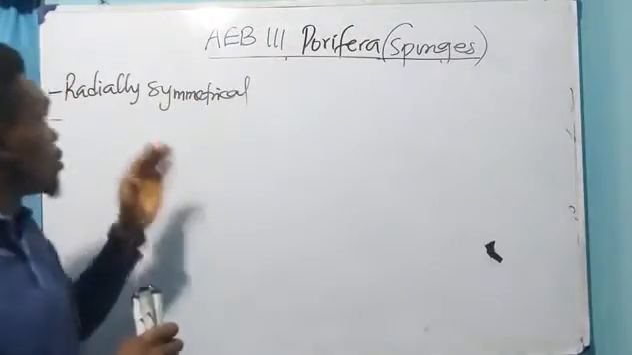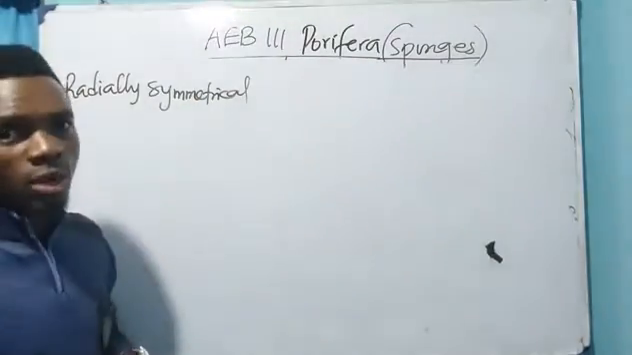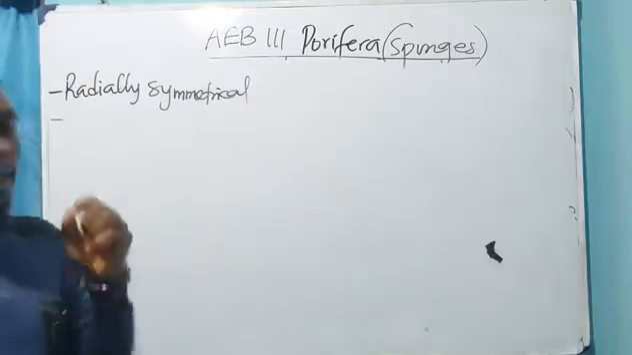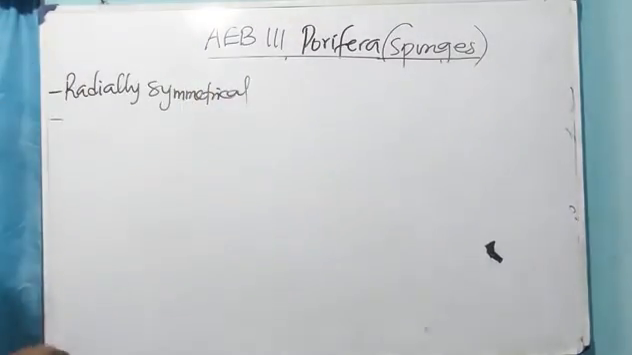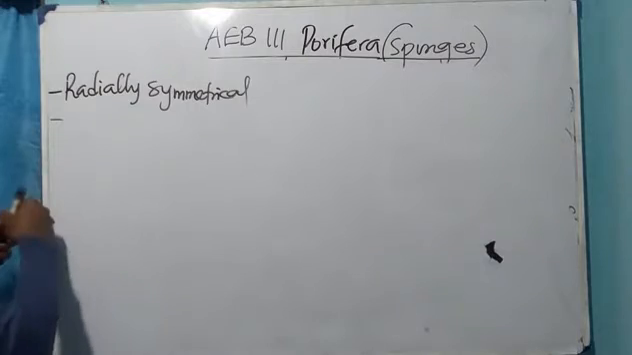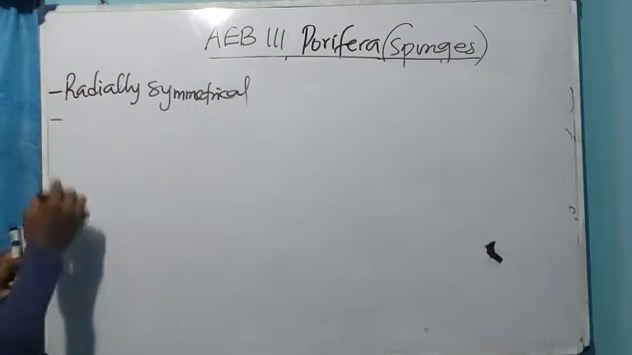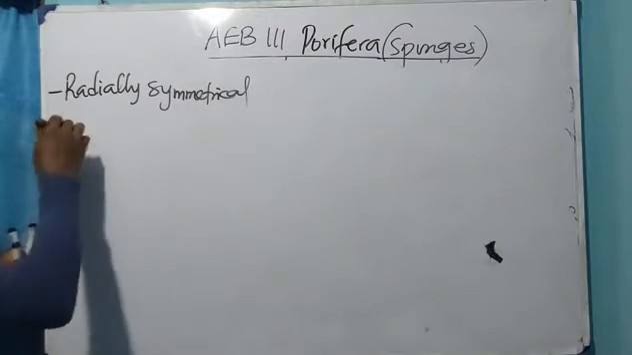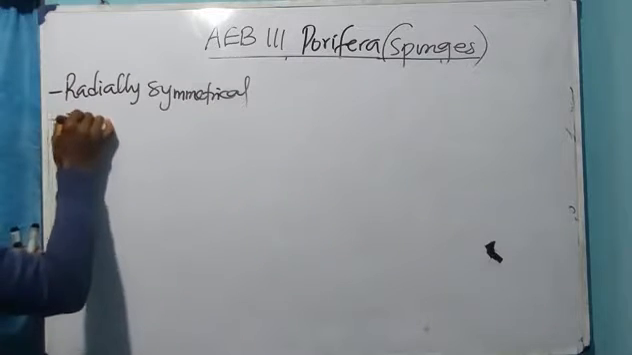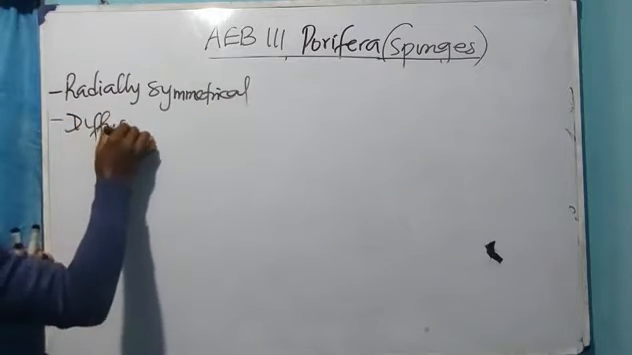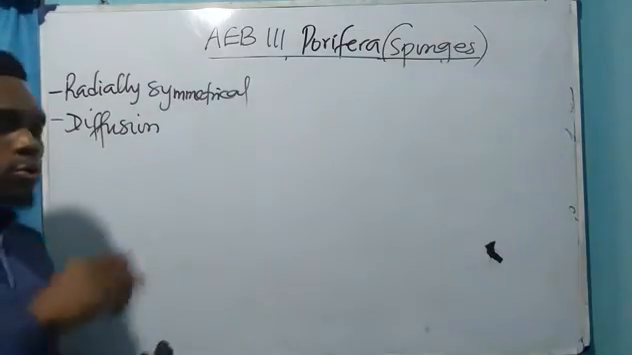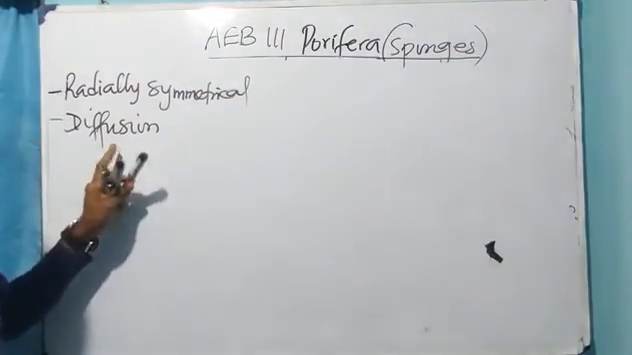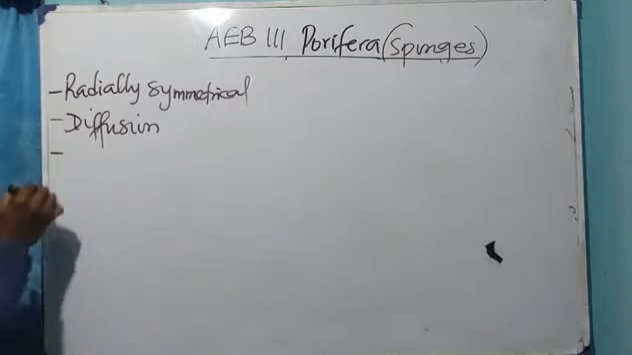They do not have reproductive organs. Please take note of that. And they don't have respiratory organs. Now, in a sense, since they don't have respiratory organs, respiration occurs through their body surface via diffusion. Take note of that.